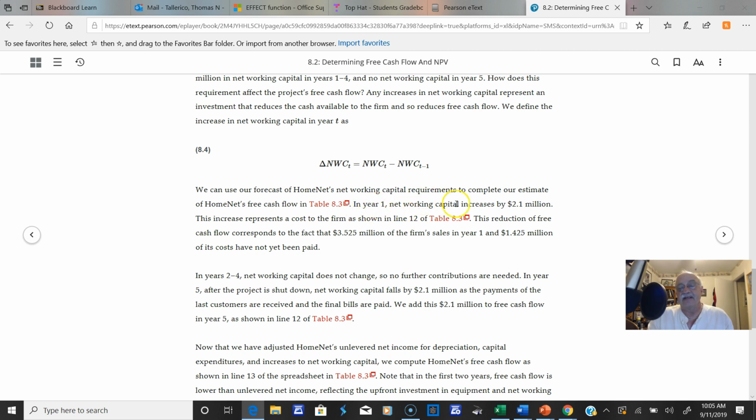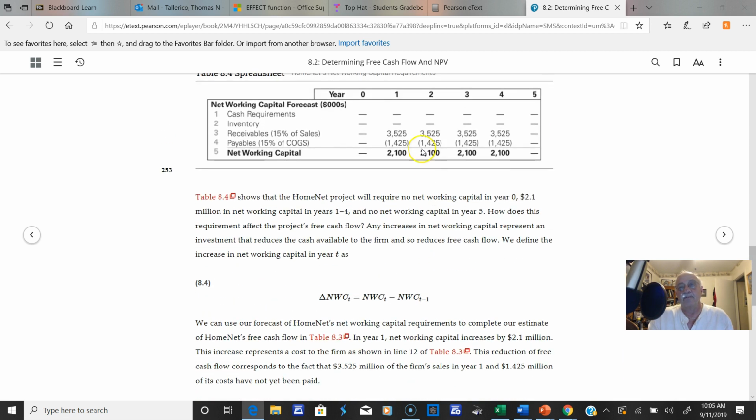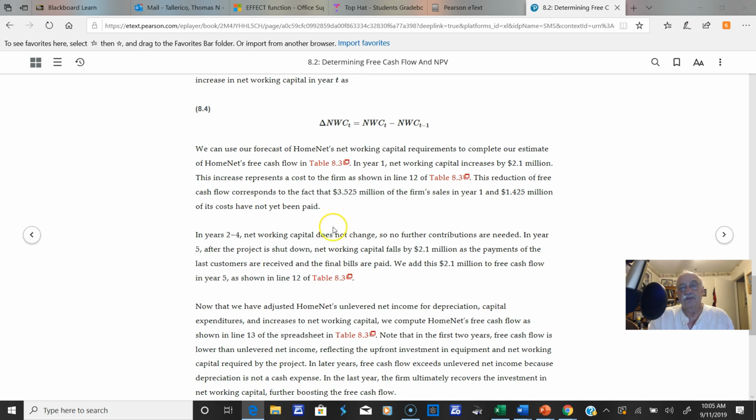So you'll notice here what we're given is that the net working capital increases by $2.1 million. Okay. So each year the net working capital increases. However, notice there is no change in net working capital. It's always, the change is always 0. If I subtract that from that, it's always 0. Okay? So you'll notice what they say here, right? In years 2 through 4, net working capital does not change, so no further contributions are needed. In year 5, after the project is shut down, net working capital will fall by $2.1 million. Basically, you don't have to shell out the money anymore to fund the project, so you get that money back, right? As they're saying, as the payments of the last customers are received and the final bills are paid. So you add the $2.1 million back to free cash flow in year 5, okay?